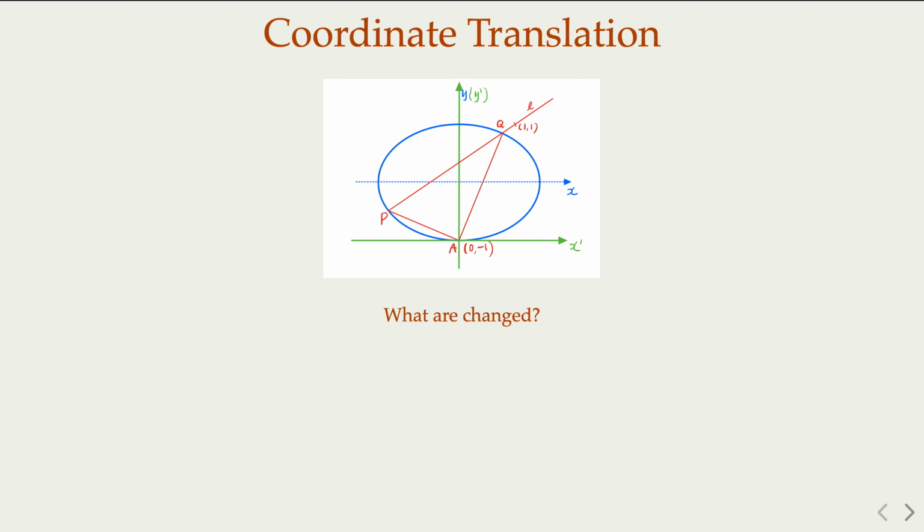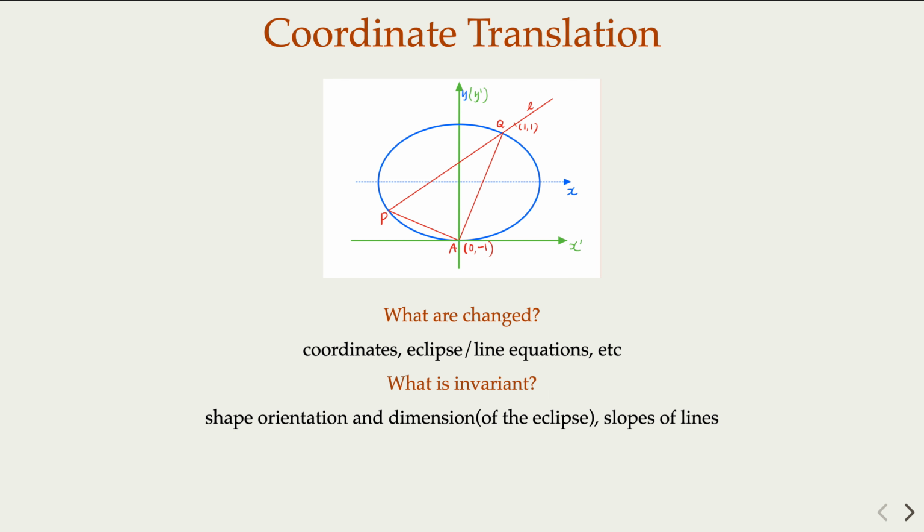So what is the relationship with coordinate translation? What is changed? With that, all the coordinates are changed, right? And the equation will change also. However, since it is simply a translation of the coordinate, the shape itself and the dimension of the shape are not changed. So what is invariant here with this transformation? We say that the orientation of the shape, the dimension of the shape, and the slope of a line remain the same value, even though the coordinates of individual points are going to change.